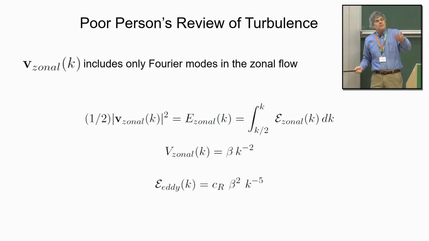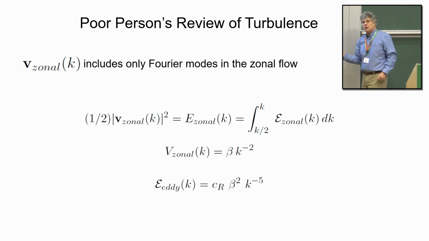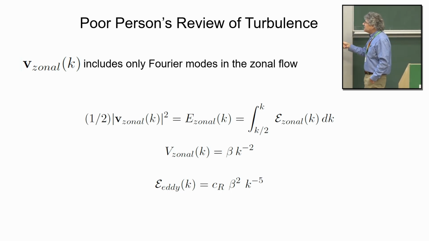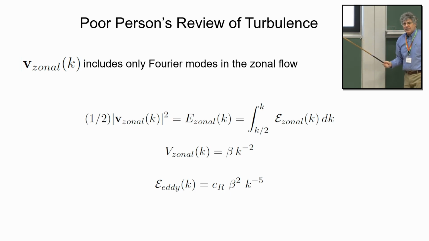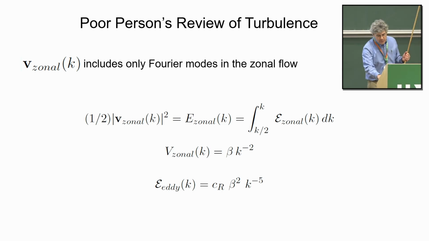From dimensional analysis and scaling, we expect the zonal velocities to be proportional to beta. This is basically the Rhines relationship, which says that the velocity is equal to beta times a length squared. That and some dimensional analysis tells you that the eddy differential spectrum you expect to be of order some dimensionless number of order unity times beta squared times k to the -5, not a -5/3.